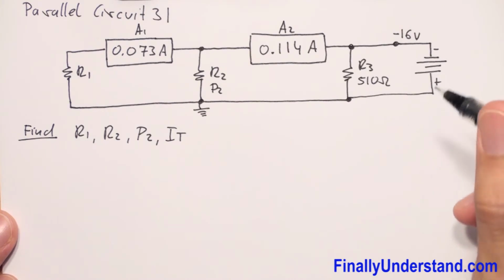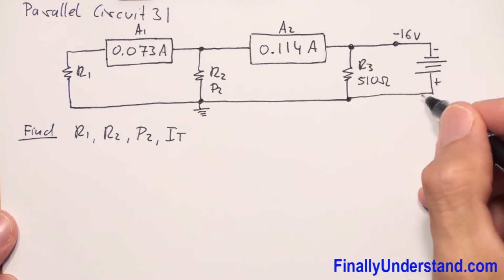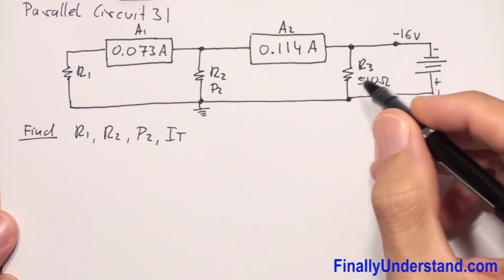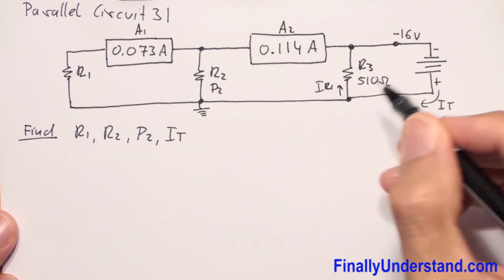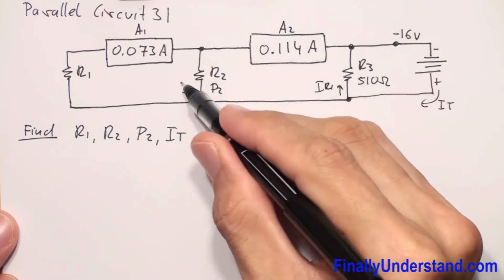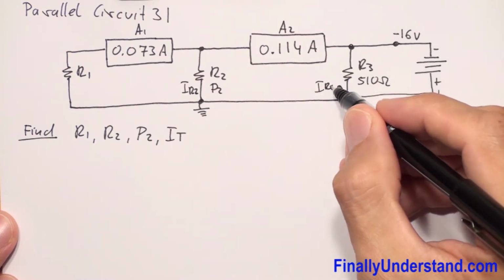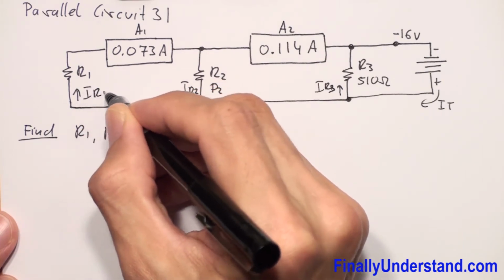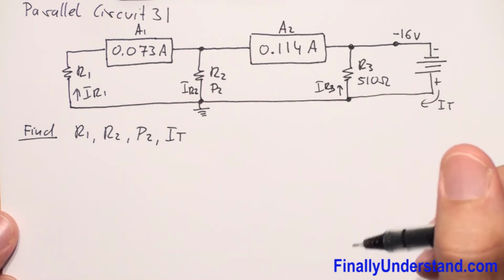Okay, so the current in this circuit, of course we are using the conventional current flow, is going to flow this way. This is going to be my I total, and this is going to be my IR3, and this is going to be my IR1. Okay, this is my R1, R2, R3.